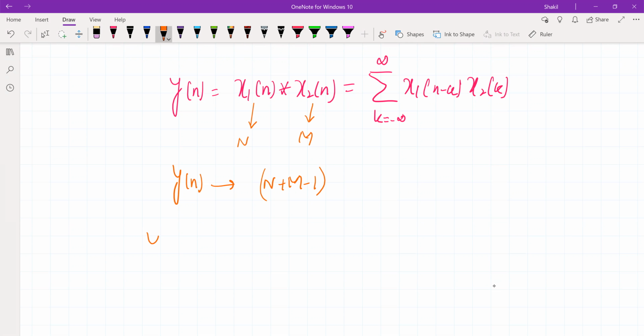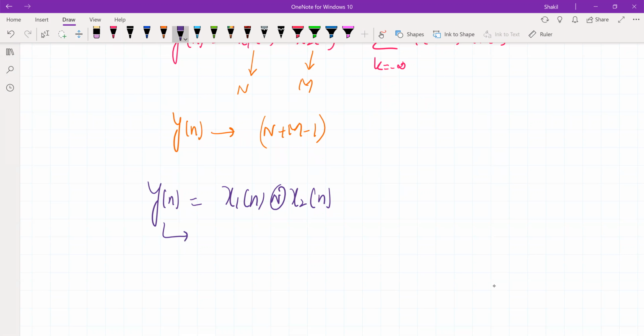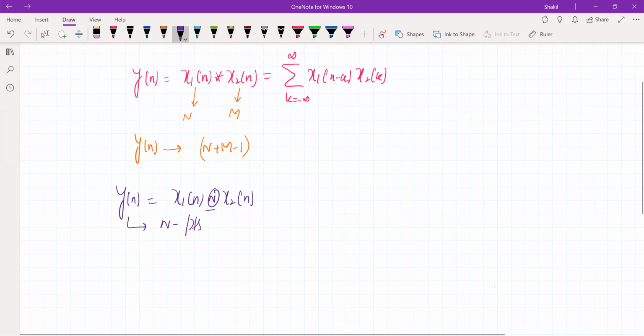But if you remember the circular convolution between two sequences, y of n between these two sequences, this is the symbol of circular convolution. We know the output sequence will have only n points. Right? If you are computing n point circular convolution, then the output sequence will also have n points. Alright? So this is the difference between linear convolution and circular convolution. Now how do we use circular convolution to evaluate linear convolution?